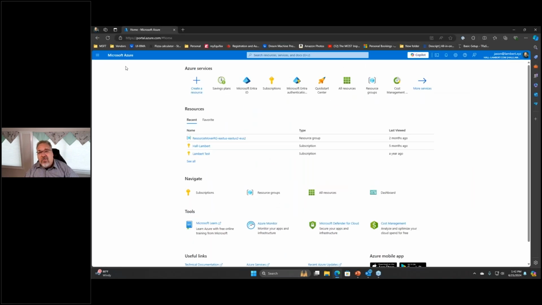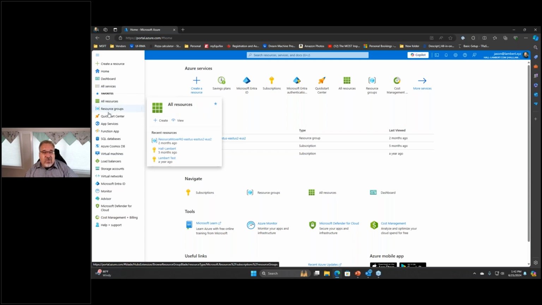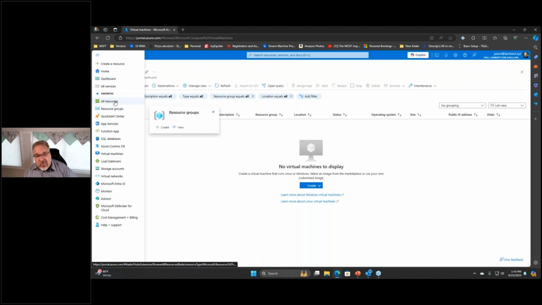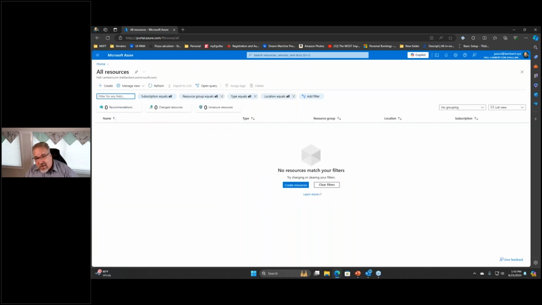When you log into Microsoft Azure, on the left side here, you're going to see basically this is your menu. You've got all resources, app services, databases, virtual machines. If you click on virtual machines, this will show you. I personally don't have any virtual machines here, but if you have virtual machines running, you can certainly see them here.